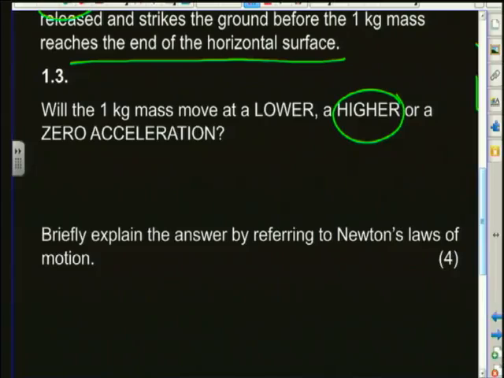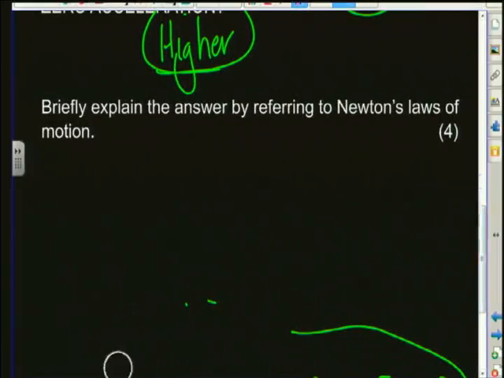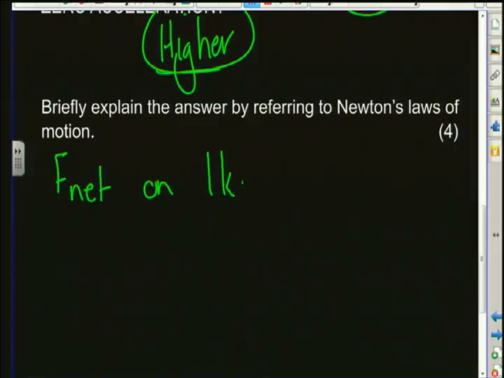Briefly explain your answer by referring to Newton's laws of motion. Well, the first thing is we have to say higher, so that gives you your first part. Secondly, briefly explain by using Newton's laws of motion. Well, this is Newton's second law. Now, what we've done is the resultant force, Fnet, on the 1 kilogram mass is bigger.